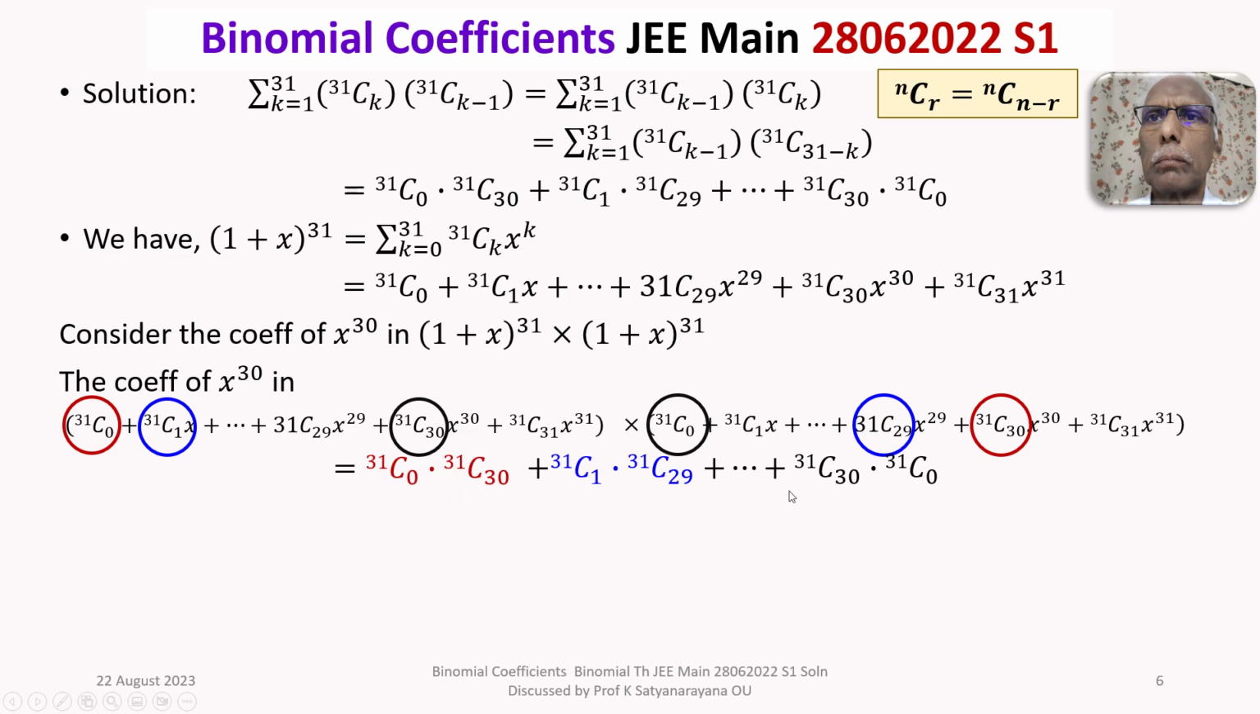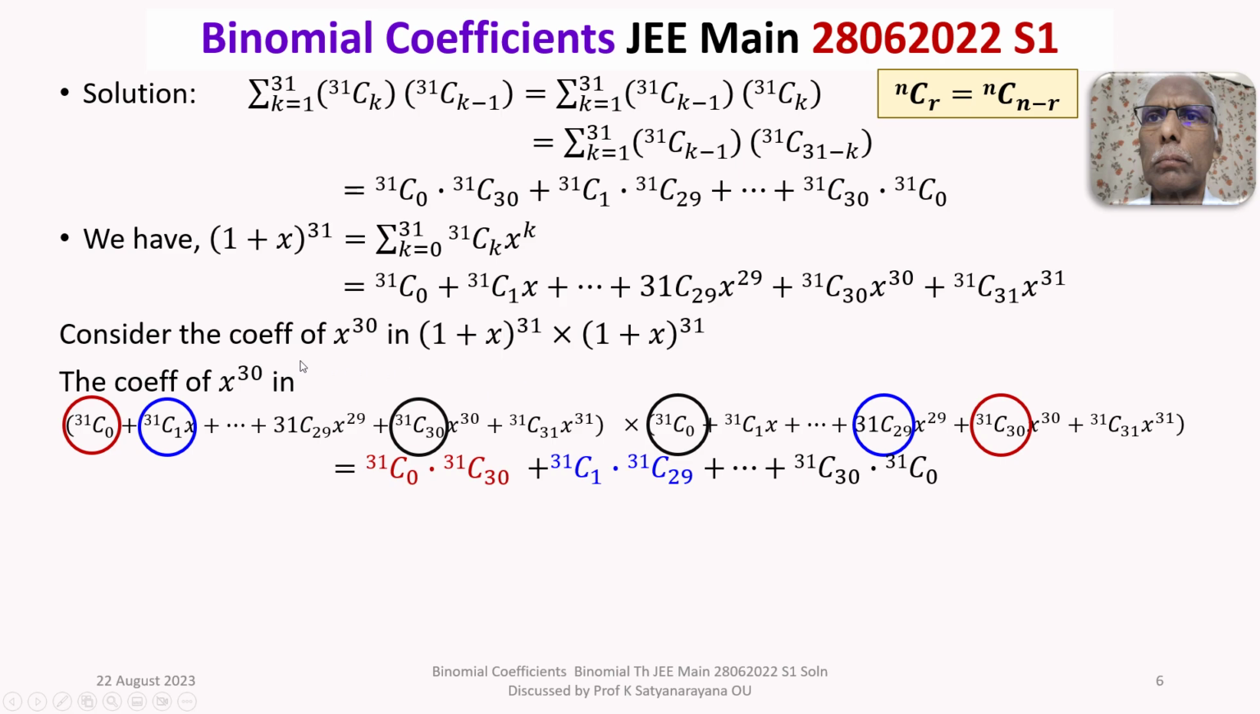This is precisely this one. This is same as this one. So therefore the coefficient of x to the power of 30 is sigma k is equal to 1 to 31 31Ck into 31Ck minus 1. That is this one. Agreed.